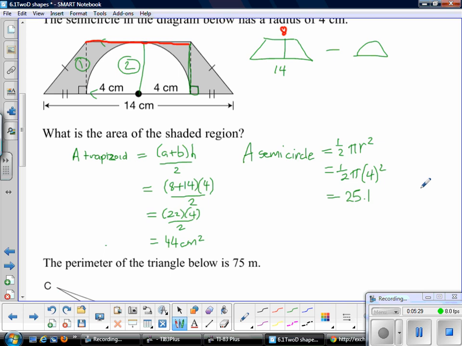Now I'm not finished because remember, this was my plan. I was going to take the trapezoid and subtract the semicircle. So the total area that I want, so I'm going to put area total, even though I'm subtracting and total often means adding, is going to be the 44 minus the 25.1. And again, you can pull out a calculator if you want, or you can do it in your head like I'm having to do. So that's 18.9 centimeters, and we're talking about area, so it is squared.